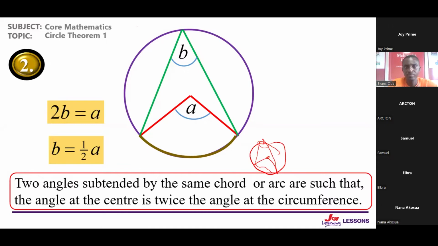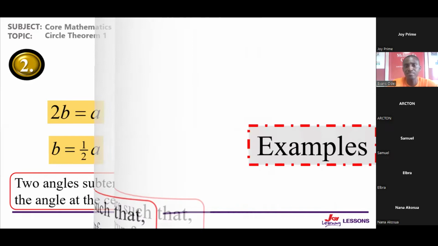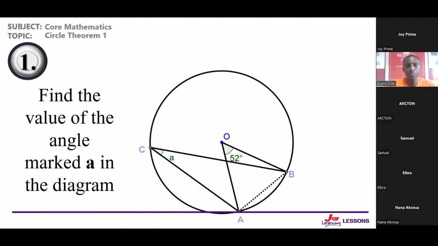All right, so let's take an example and see. What would be the value of the angle marked A in this diagram? I'm sure you are trying your hand on it to get the answer. Okay, so what is your answer? I'm sure you had 26.